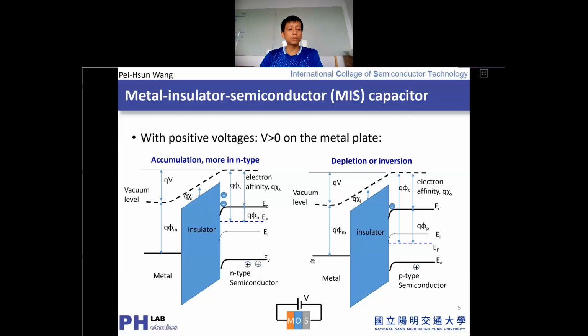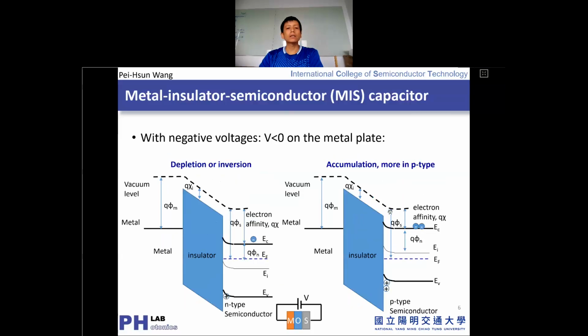So we understand that we have three different conditions by applying the positive charge for both n-type and p-type regions. For n-type region, we get accumulation. For p-type regions, we get depletion or inversion layer. Okay. So how about on the other side? So we get the negative charge on the metal layer.